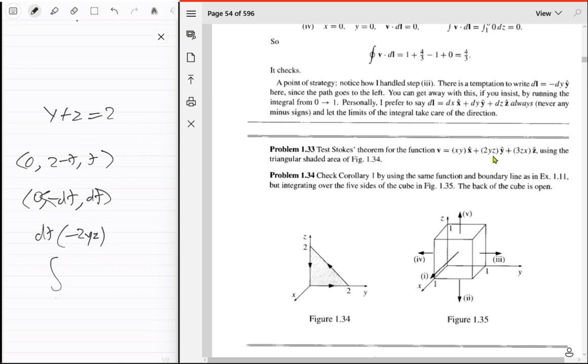So this is the integration of this thing from t equal to 0 to 2. This thing is minus 2 times y, and y is just 2 minus t, and z is just t, and dt is there, of course.